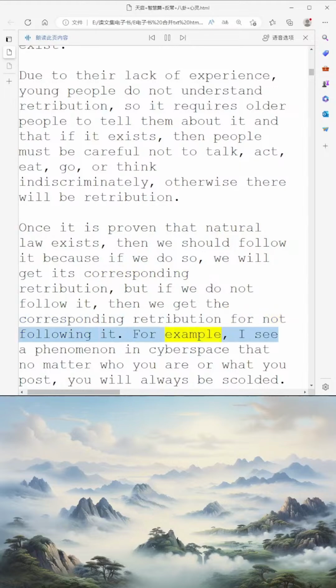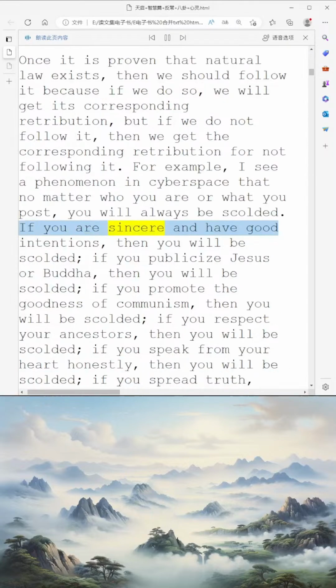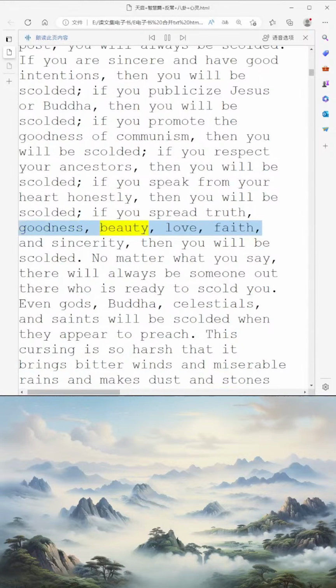For example, I see a phenomenon in cyberspace that no matter who you are or what you post, you will always be scolded. If you are sincere and have good intentions, then you will be scolded. If you publicize Jesus or Buddha, then you will be scolded. If you promote the goodness of communism, then you will be scolded. If you respect your ancestors, then you will be scolded. If you speak from your heart honestly, then you will be scolded. If you spread truth, goodness, beauty, love, faith, and sincerity, then you will be scolded. No matter what you say, there will always be someone out there who is ready to scold you.